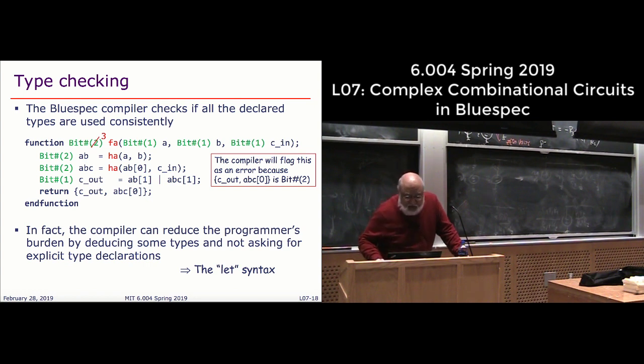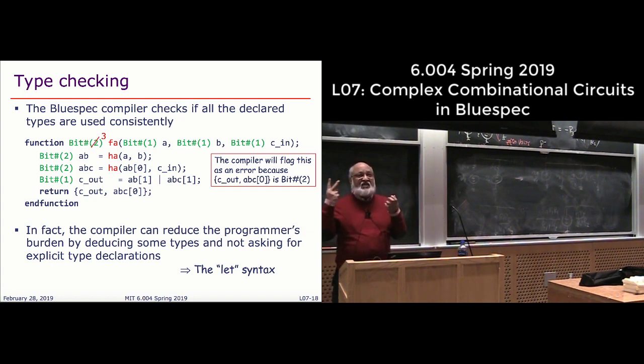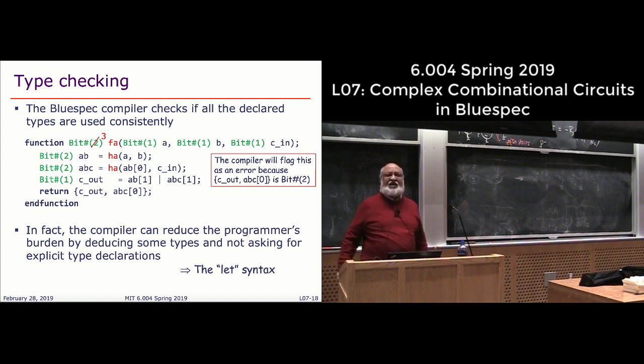Compiler knows, if you see it, what is being returned. If you look at the expression inside, you are returning C out and ABC 0. How big is C out? 1 bit. How big is ABC? 2 bits. How big is ABC 0? So you're returning 2 bits, but your definition claims you're returning 3 bits.